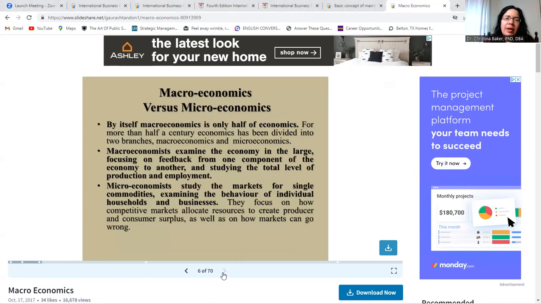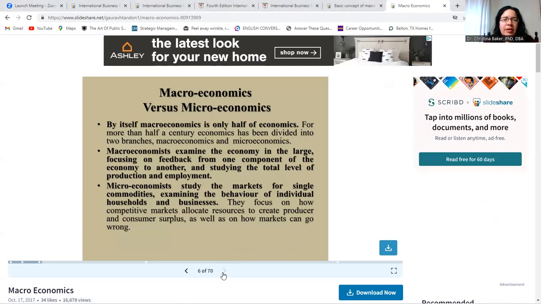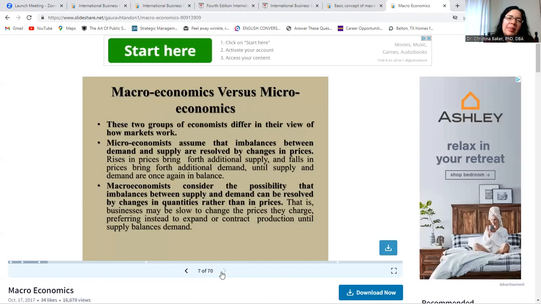We have macroeconomics versus microeconomics. By itself, macroeconomics is only half of economics. For more than half a century, economics has been divided into two branches, macroeconomics and microeconomics. Macroeconomics examines the economy as a whole, focusing on the feedback of one component of the economy to another, and studying the total level of production and employment. Microeconomics studies the market for single commodities, examining the behavior of individual households and businesses. They focus on how competitive markets allocate resources to create producer and consumer surplus, as well as how markets can go wrong.